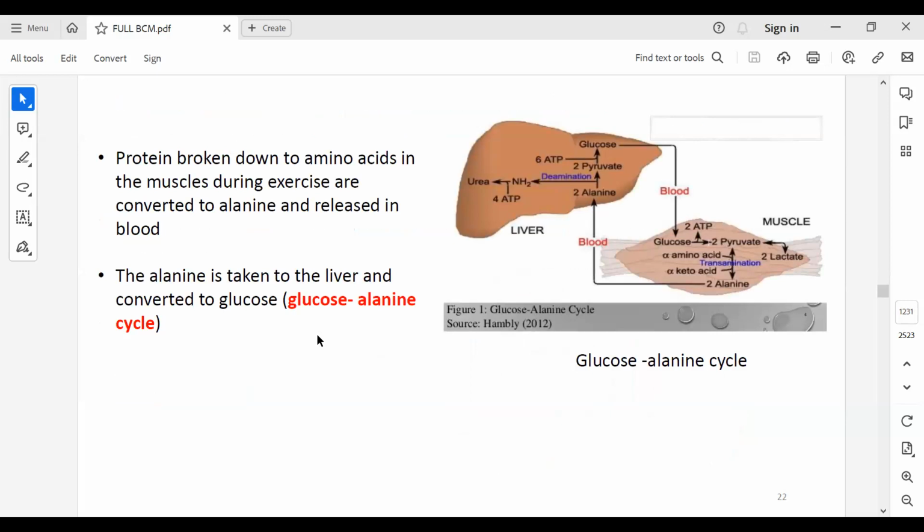And the same thing happens with the alanine. Any protein which is broken down into amino acids by your muscles during exercise is also converted to alanine and then released in the blood. And then that same alanine will be taken up by the liver and converted to glucose using the glucose-alanine cycle.